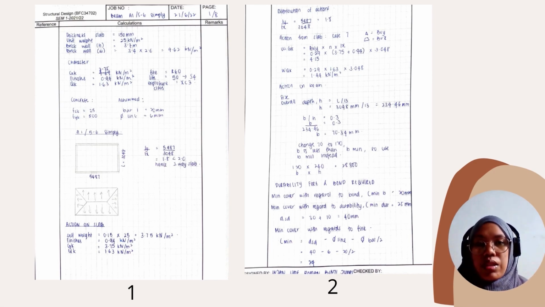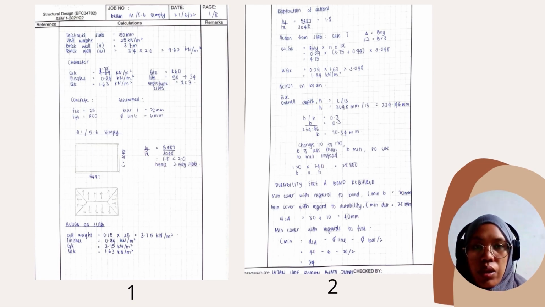So now I will present about my design, which is simply supported beam A1 5 till 6. They are given some information to continue this design, and you refer to them such as thickness of slab, unit weight, brick wall. The characteristic is GK, finishes QK, fire life exposure. And for the concrete is FCK, FYK, and we assume bar is 20 millimeter.